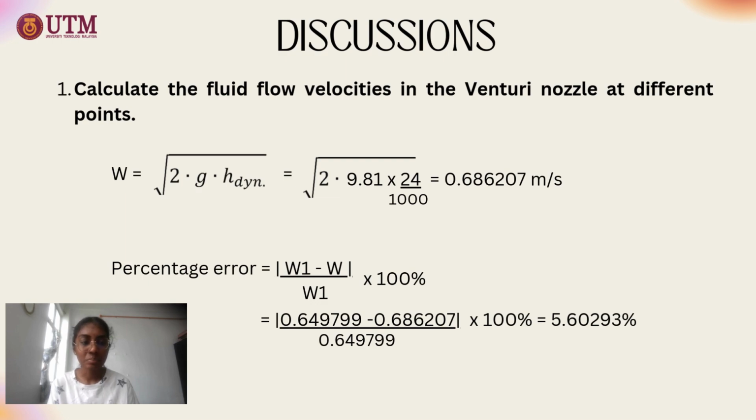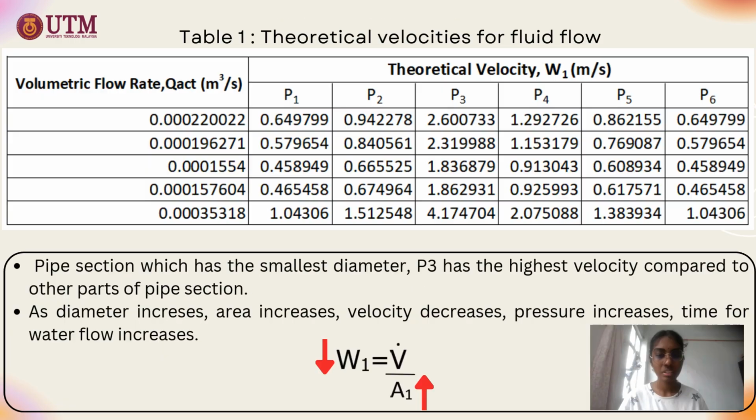Then I have calculated percentage error by using the formula theoretical value minus experimental divided by theoretical and times with 100%.